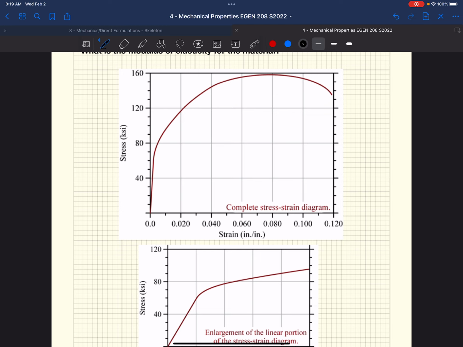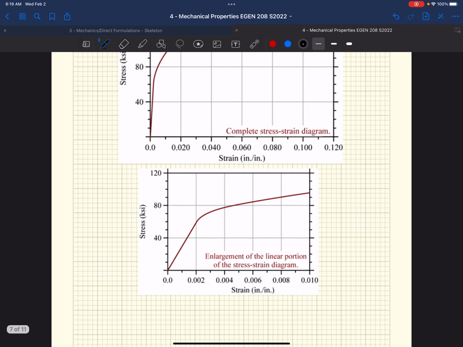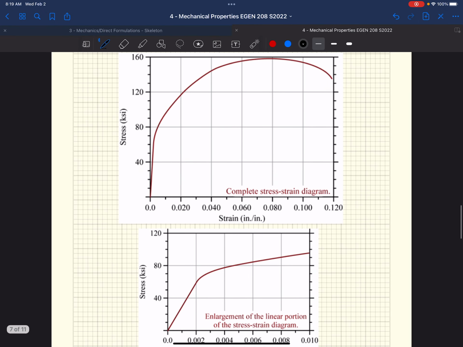So what we've done is blown up the initial linear portion. We're only taking this out to 0.010. So we're not even out to the first tick mark of this curve for the upper graph. We've taken essentially this portion of our stress strain response curve out and blown that section up right there.